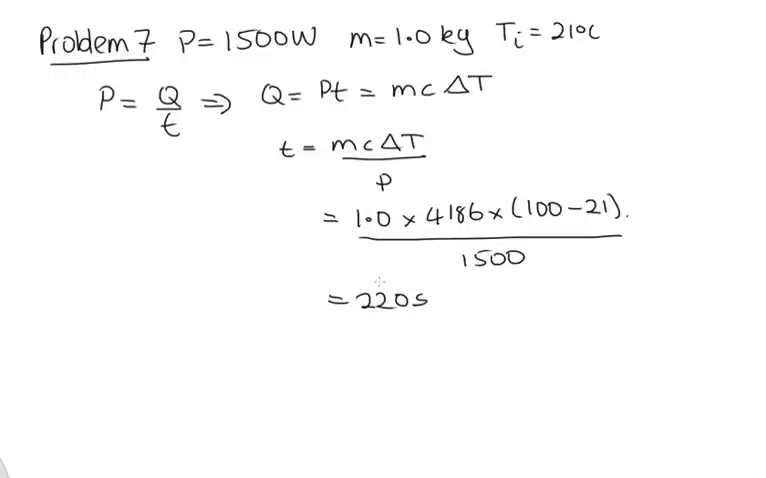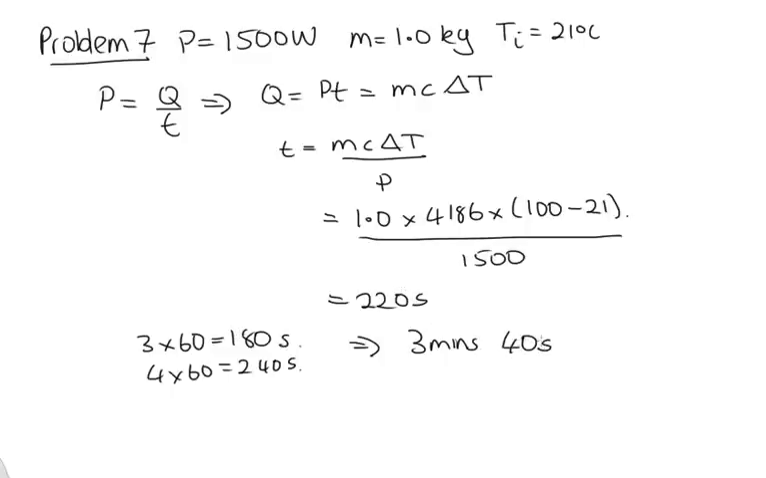Alternatively, we could convert this into minutes. Now, 3 times 60 is equal to 180 seconds, and 4 times 60 is equal to 240 seconds. So it's not quite 4 minutes, so it's something above 3 minutes. So this tells us that it's 3 minutes. And then to get the number of seconds, we'll have to subtract 180 from 220, and that leaves 40 seconds. So we could write this as 3 minutes and 40 seconds if we wanted to, or we can just leave it as the 220 seconds.